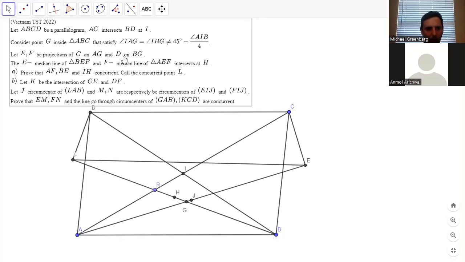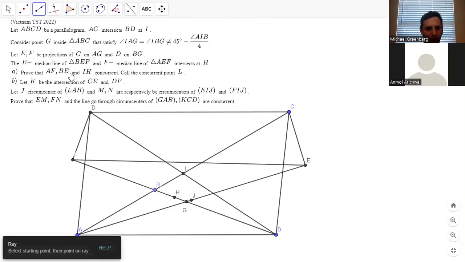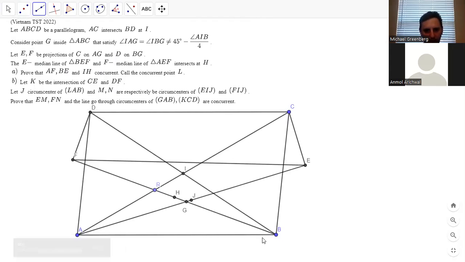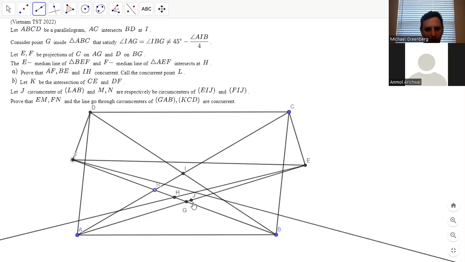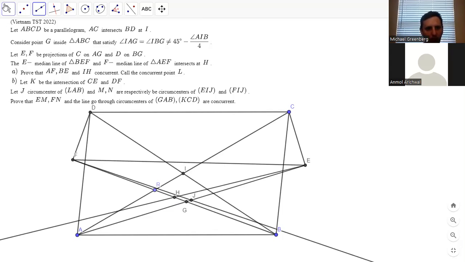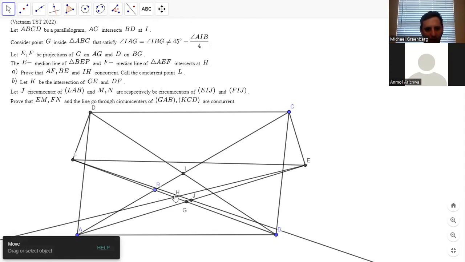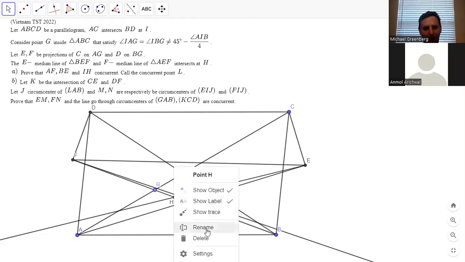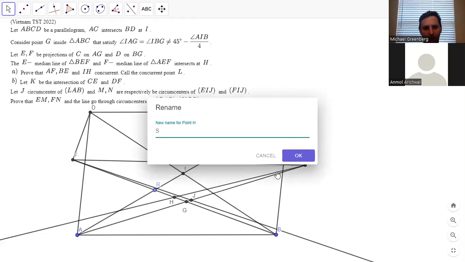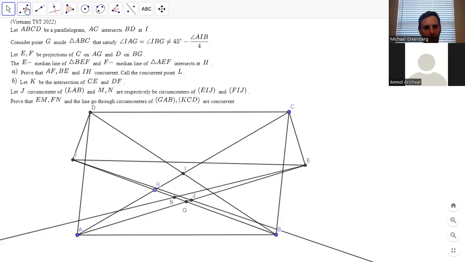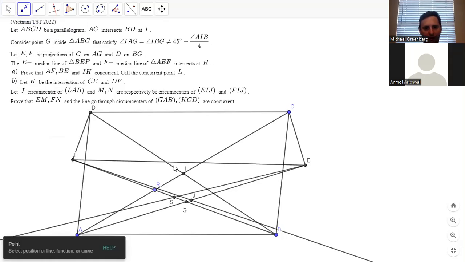Okay, so let's draw those two rays. The E median of BEF, so that would be EH, and the F median of AEF. And those are supposed to meet at H. I already used H, oh well. Let me call it S here. So if we call this H, yeah, this looks kind of hard actually.